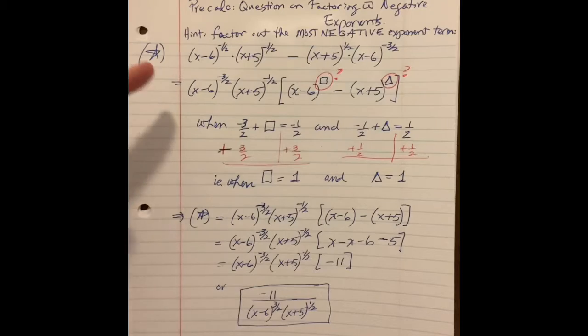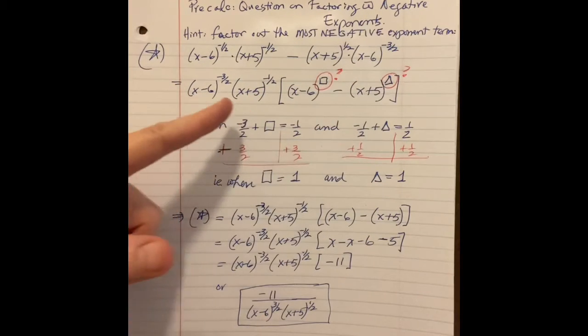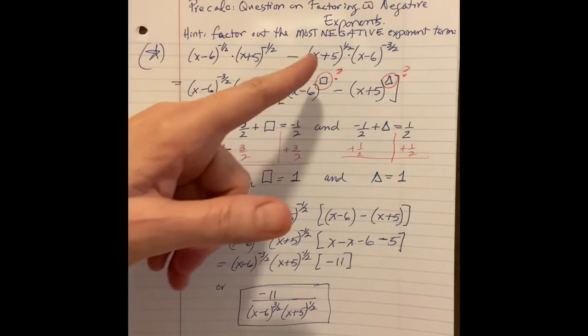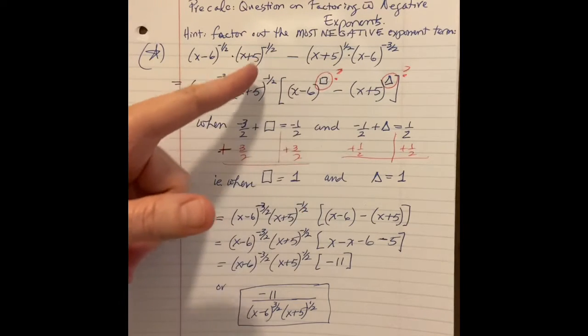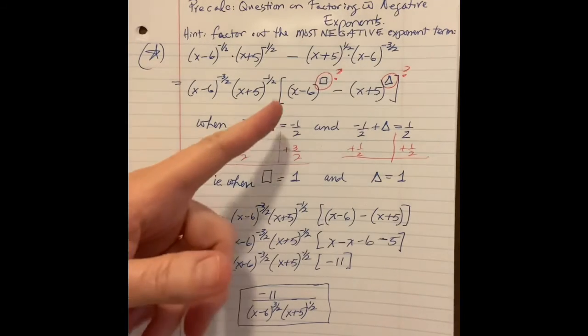So for example, here in this problem, the x minus 6 term here and here has a more negative exponent, with a negative 3/2. So I'm going to pull that out. And the x plus 5 to the negative 1/2 versus x plus 5 to the 1/2, more negative, is the negative 1/2 term. So I'm going to pull those two out.